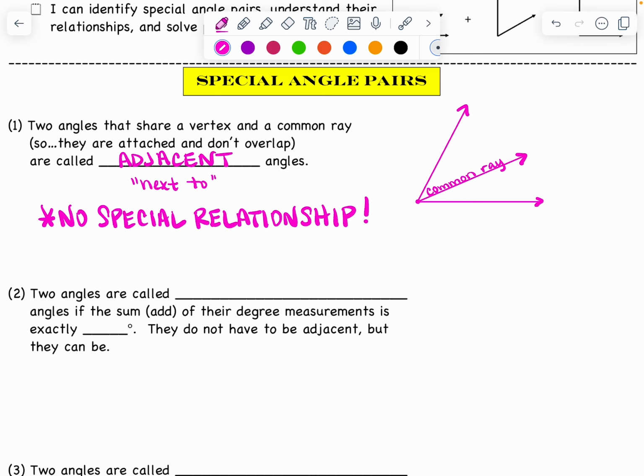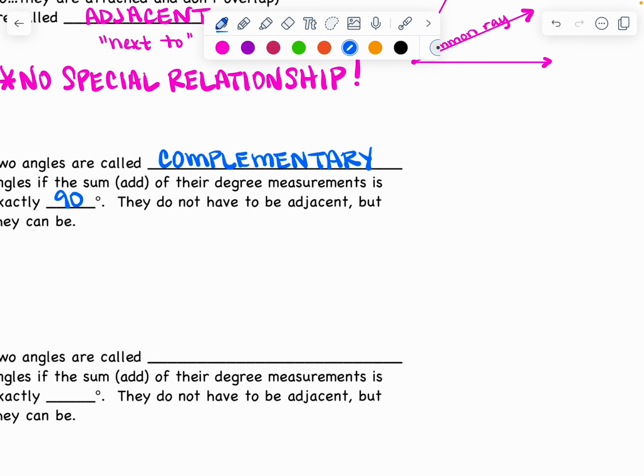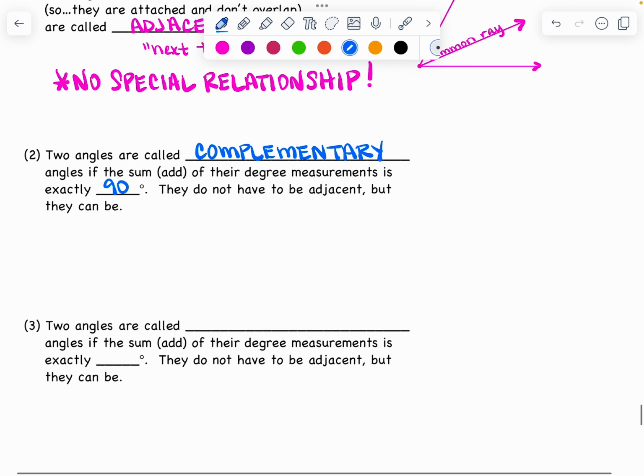All right, our next one, these are words you might have heard before, all right? So two angles are called complementary, such a long word, complementary, if the sum of the two angles is exactly 90 degrees, right? So two angles that add up to equal 90 degrees. Now, these angles do not have to be adjacent, but they can be. So I'm going to just kind of draw two examples over here.